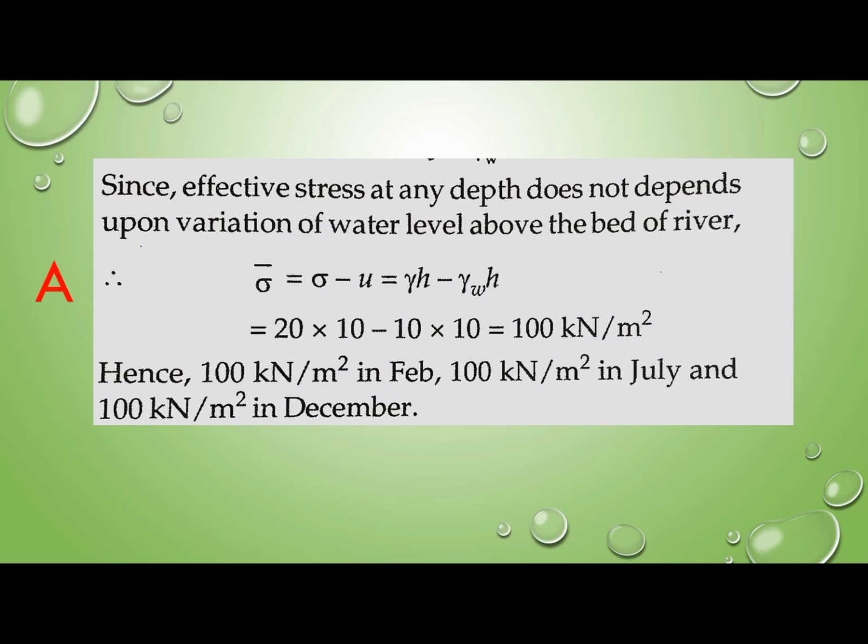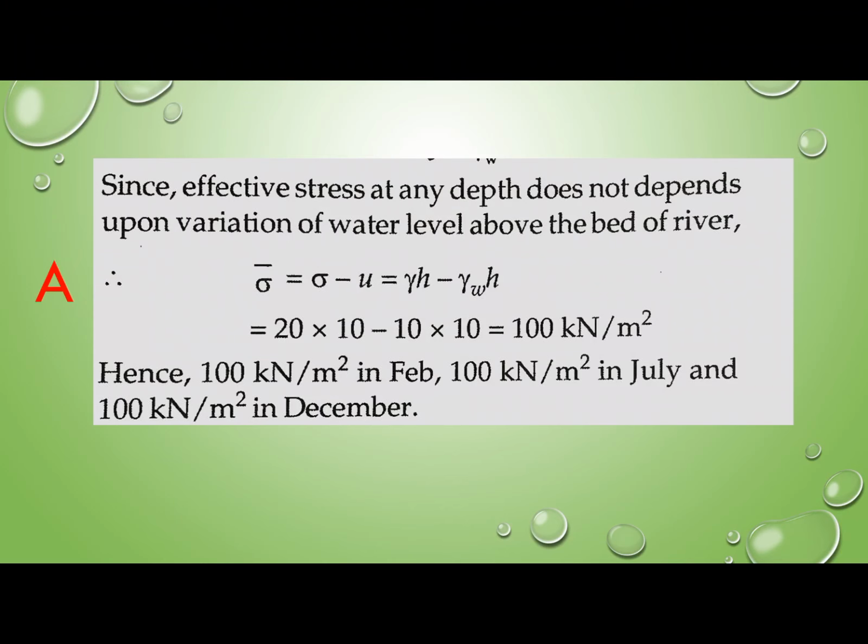So we have the equation for the effective stress as total stress minus pore water pressure. So easily we can find out gamma H minus gamma W into H. So just remember the total stress, sigma, is gamma, that is density, into the height, minus the unit weight of water into the height, which is equal to 20 into 10 minus 10 into 10, which is equal to 100 kilonewton per meter square.